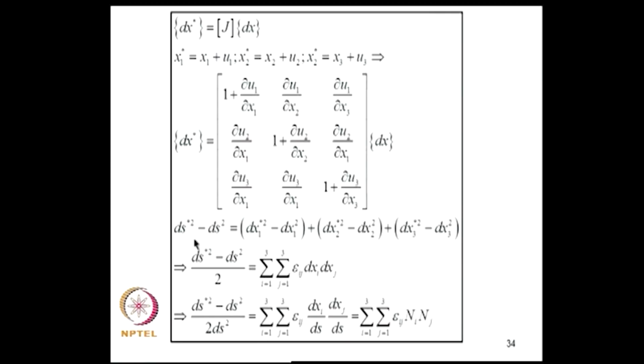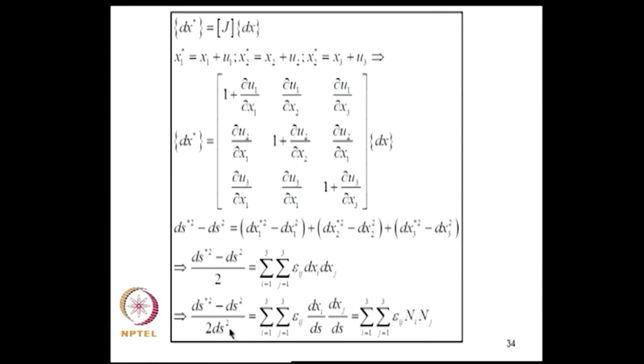So, now we will look at the change in this quantity, ds star square minus ds square. I can write it in this form, ds star square minus ds square by 2. What I have to do is write dx star in this expression in terms of u1, u2, u3 using this relation. So, it involves quite a bit of algebra, at the end of which I will be able to write this quantity, ds star square minus ds square by 2, in terms of quantities known as epsilon ij and dxi dxj.